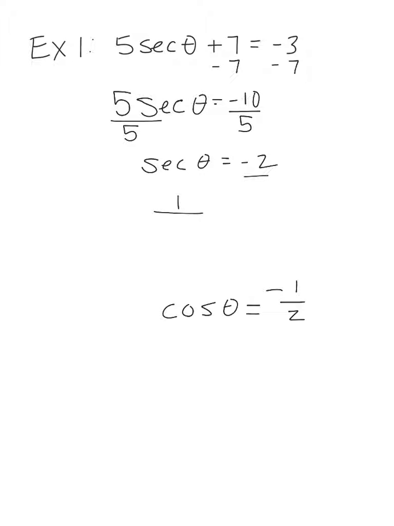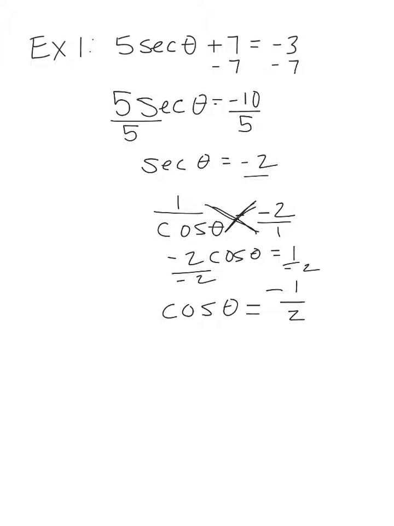Okay, secant is the reciprocal of cosine. And we had that secant was -2. If I just write that as a fraction, then you can see when I set cross products equal to each other that I have -2 times cosine theta is equal to 1. And then dividing through by -2 gives me that cosine theta is equal to -1/2.